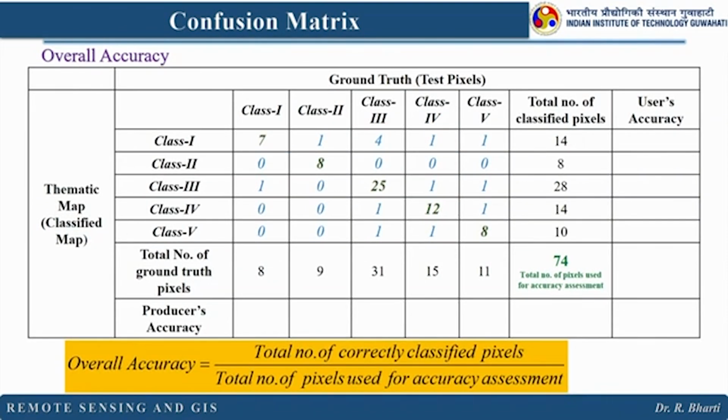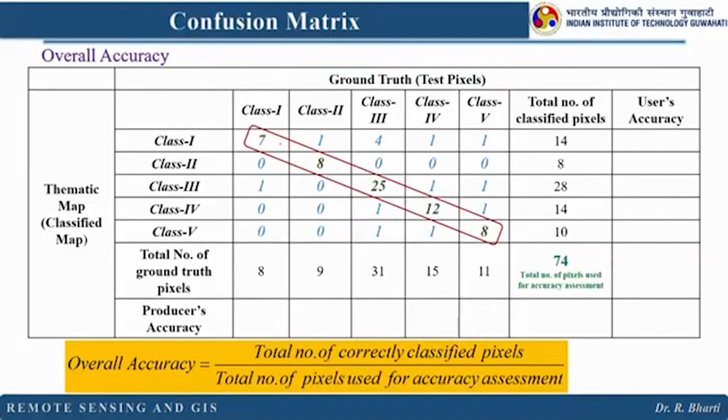Now, how do we evaluate the overall accuracy of this classification? In overall accuracy, we calculate the total number of correctly classified pixels by adding these, right?